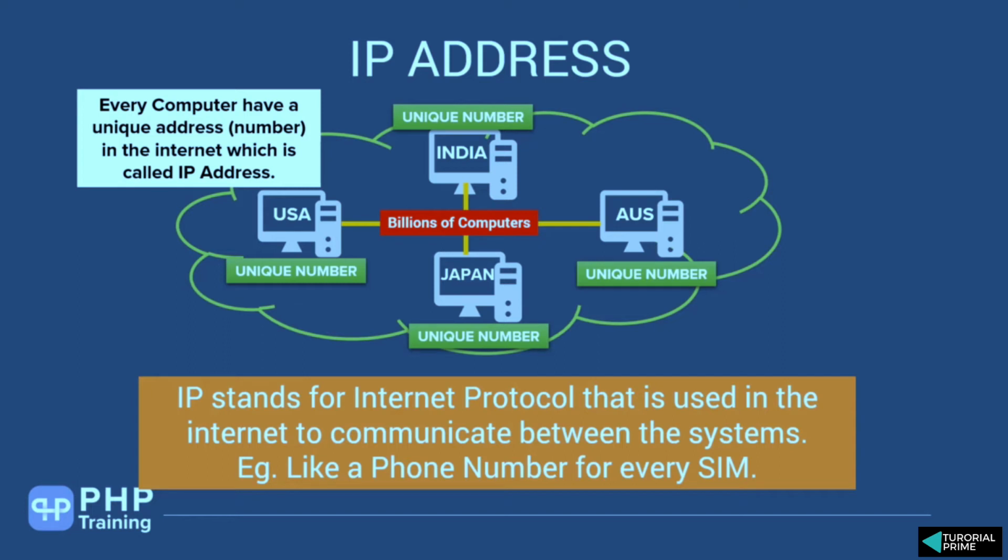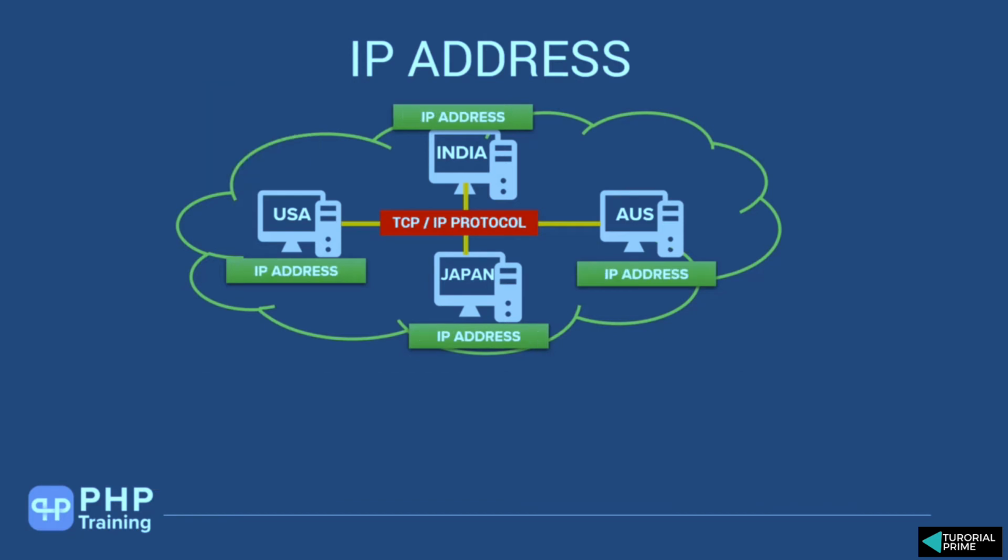Let's understand the details of this unique address, which is called an IP address. Once the IP address is assigned to each of the computers in the internet, using the TCP/IP protocol they can uniquely identify that particular IP address and then they can establish a connection and transfer the data. That's the rule of the protocol: you need to have an IP address first, and using that IP address, the TCP/IP protocol will establish the communication and transfer the data.